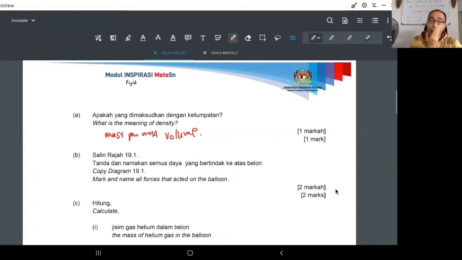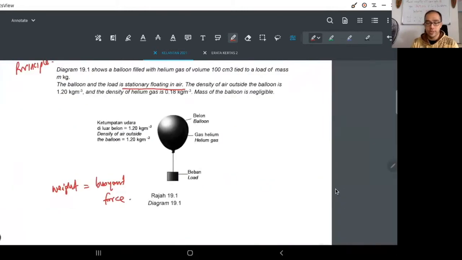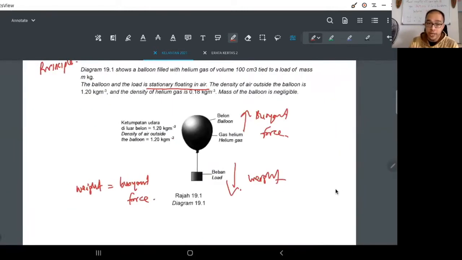Then secondly, mark and name all the forces that acted on the balloon. Since this is a copy question, you have to draw the diagram. Not so pachang lah, you can keep it simple. But the two forces are, the upward force is the buoyant force, and then the downward force is the weight, or the gravitational force. You can say gravitational force, but you cannot say gravity.